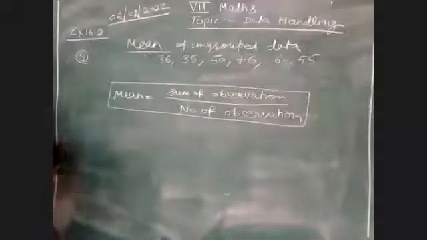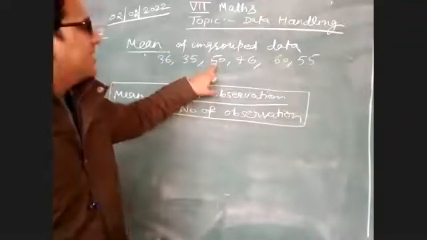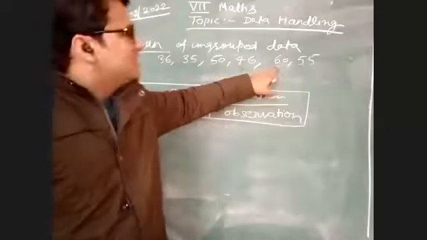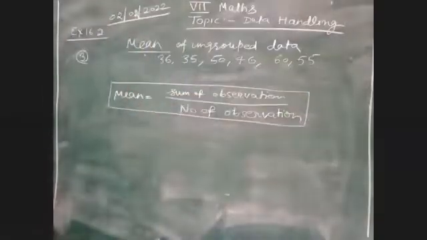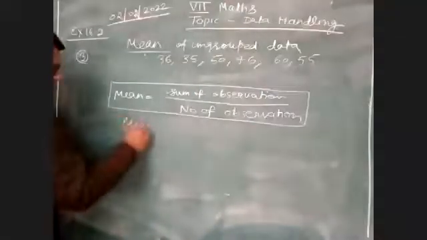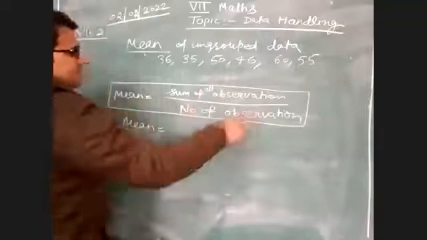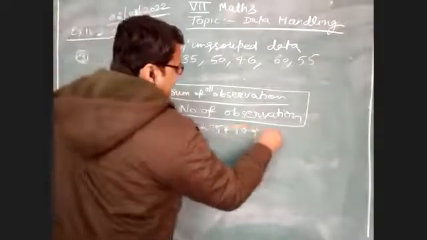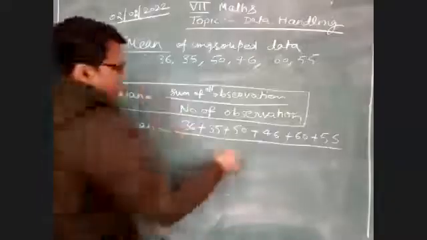These are the 6 innings of a batsman. In the first inning he scored 36, in the second inning he scored 35, in the third inning he scored 50, in the next inning he scored 46, in the fifth inning he scored 60 runs, and in the sixth inning he scored 55 runs. Now you have to calculate the mean for all these 6 innings, and to calculate the mean, the formula is the sum of all observations divided by the number of observations. Sum of all observations means we have to write it in this way. We have to give the sum, divided by the number of observations. Total observations is 6.